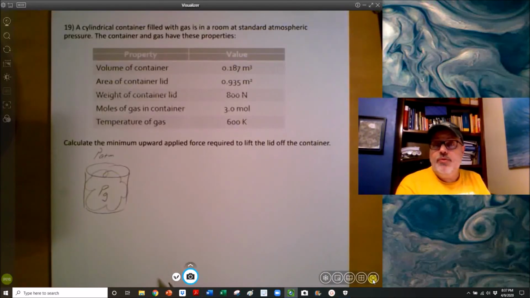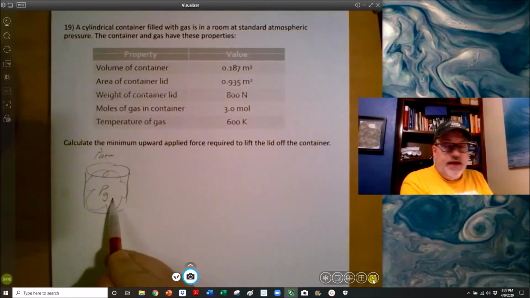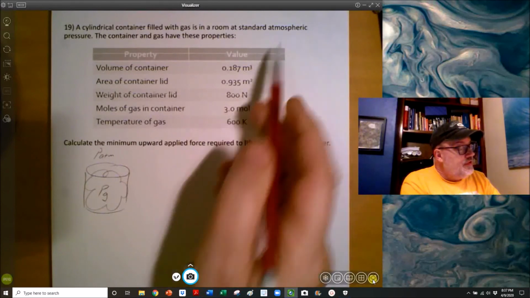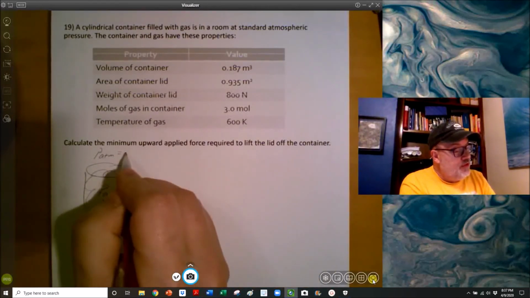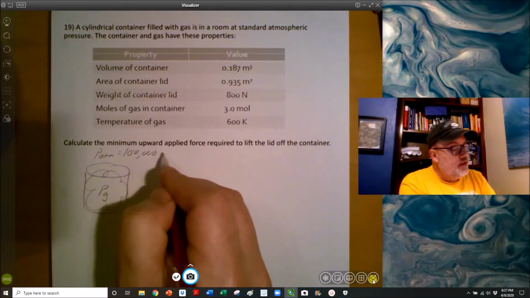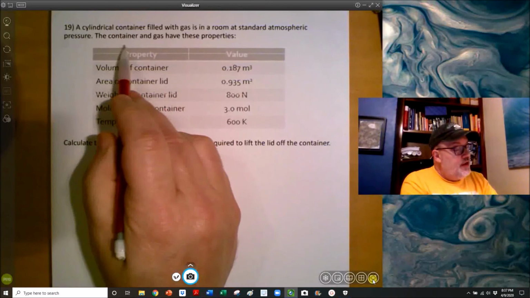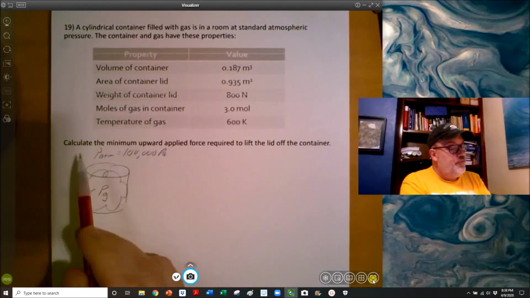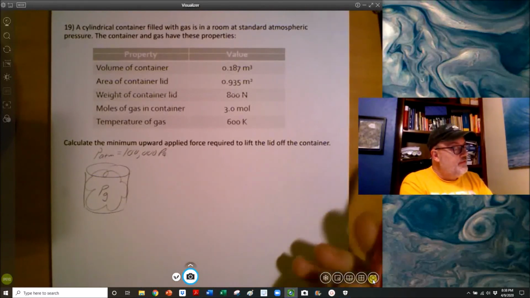For our last problem, we're going to crunch some numbers. We have a cylindrical container filled with a gas, as I've shown here. It's in a room with standard atmospheric pressure. So out here we have standard atmospheric pressure, which by the way is 100,000 pascals on the AP exam. The container and the gas have these properties. So here's all the properties we have. Calculate the minimum upward force that needs to be applied to lift the lid off the container.